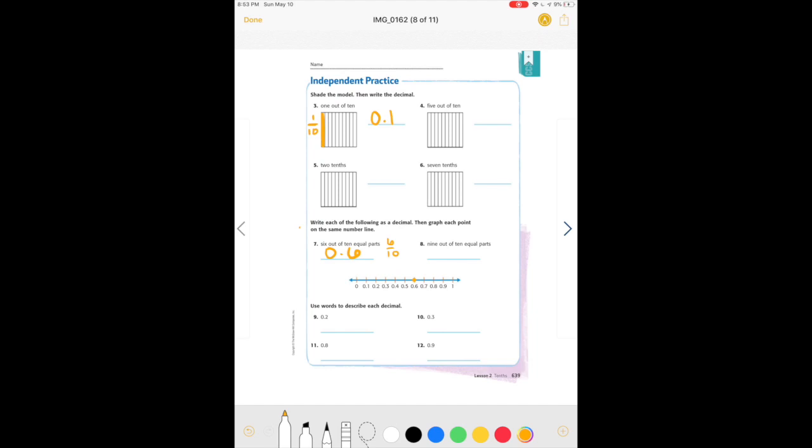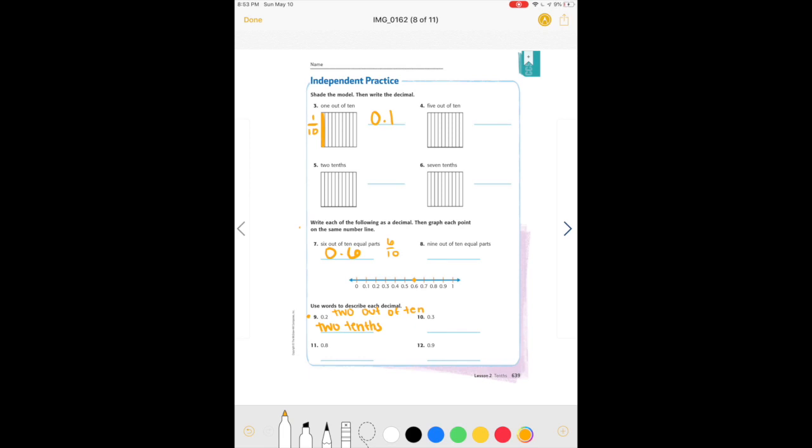9, 10, 11, and 12 say use words to describe each decimal. This one has a 2 in the tenths place, so it is 2 tenths. Or another way you could write it is 2 out of 10. You could write it either way. I would accept either way for this.